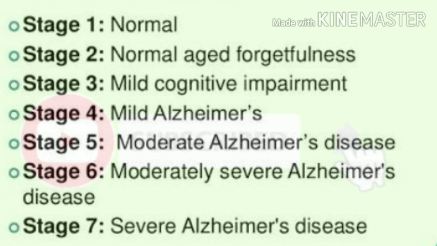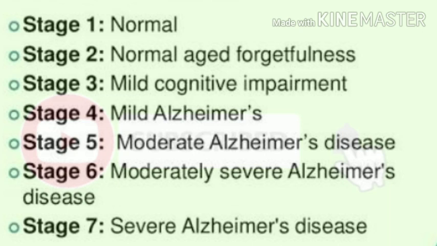Then the last stage of Alzheimer's, that is stage 7, very severe decline. Stage 7 is the final stage of Alzheimer's because the disease is a terminal illness. People in this stage are nearing death.